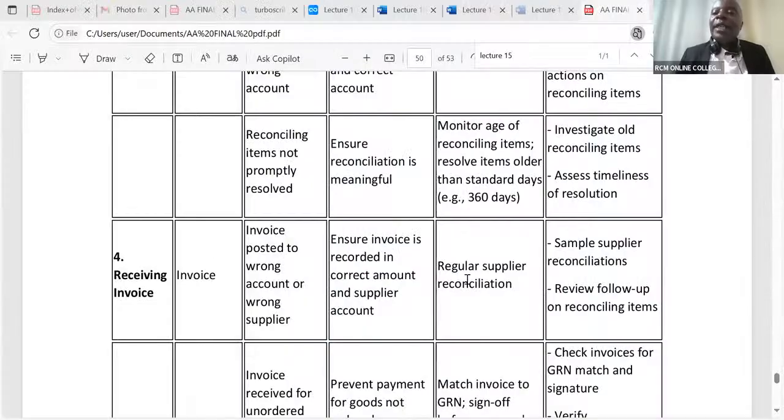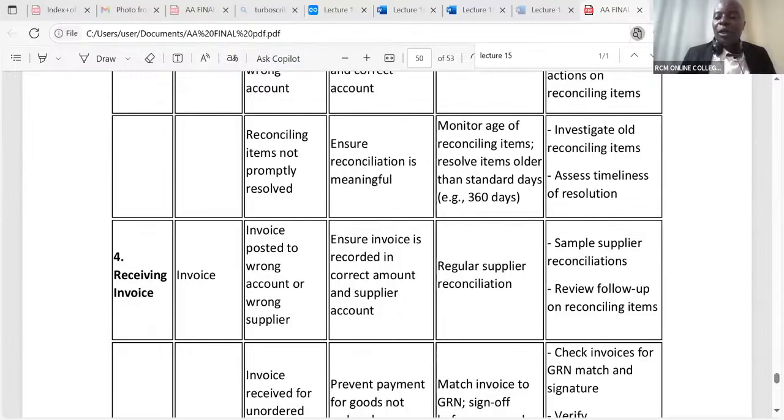So then as an auditor, now I'm on the side of the coin of the auditor. So as an auditor, I will obtain sample supplier reconciliations, review follow-up on non-reconciling items. If non-reconciling items are not being followed up, then I know there is a big control weakness that I should be able to report on the management letter.